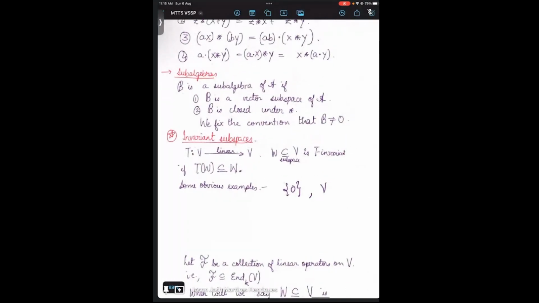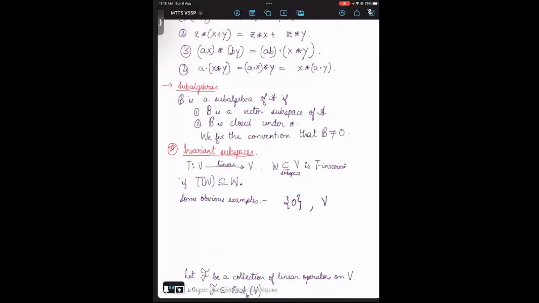That is, now instead of looking at one operator, I'm looking at a collection of linear operators. So let's say I have a set of linear operators. All these linear operators now are going to be maps from the vector space to itself. When do you think I will say that a subspace W in V is going to be invariant under this collection? What is the obvious and natural definition that you think would work here?